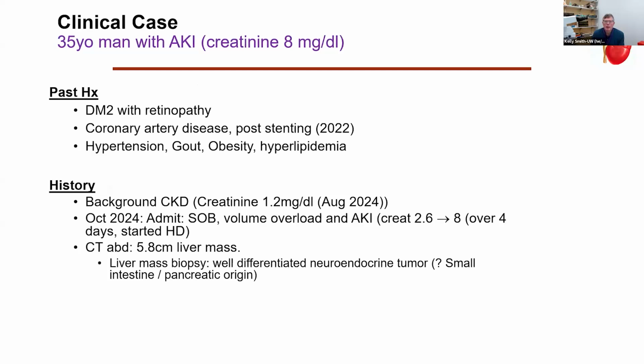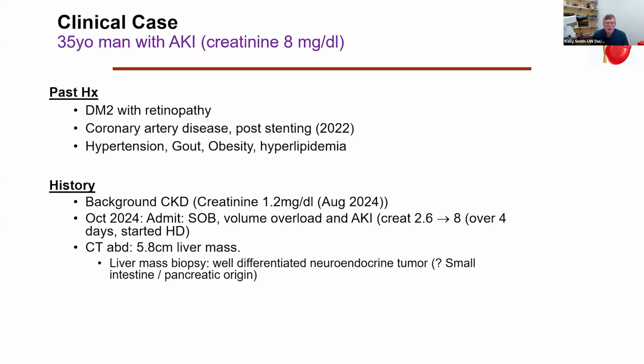It's a 35-year-old male with acute kidney injury. The serum creatinine is 8 at the time of biopsy. Past medical history is type 2 diabetes with retinopathy, coronary artery disease, stenting in 2022, hypertension, gout, obesity, hyperlipidemia. The background creatinine was around 1.2, but then in October, he was admitted with shortness of breath, volume overload, and acute kidney injury, and his creatinine increased from 2.6 to 8 over 4 days, and he was started on hemodialysis.